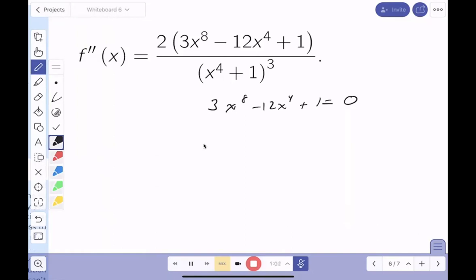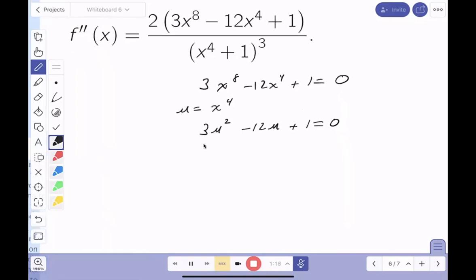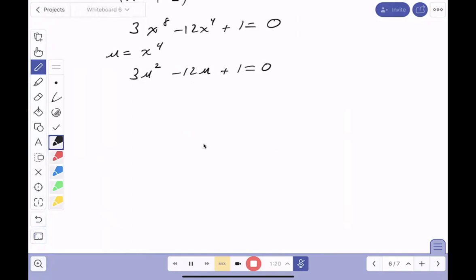The way we'd probably do this in Math 119 is we'd say u is equal to x⁴. And then what we get is 3u² minus 12u plus 1 equals 0. It's not factorable. When I say not factorable, I use my fingers. But I can use the quadratic formula. What would I get? u equals, let's see, twice the a on the bottom, right? So that's going to be 6. We'll look at the key later, by the way. Opposite of b, 12, plus or minus.